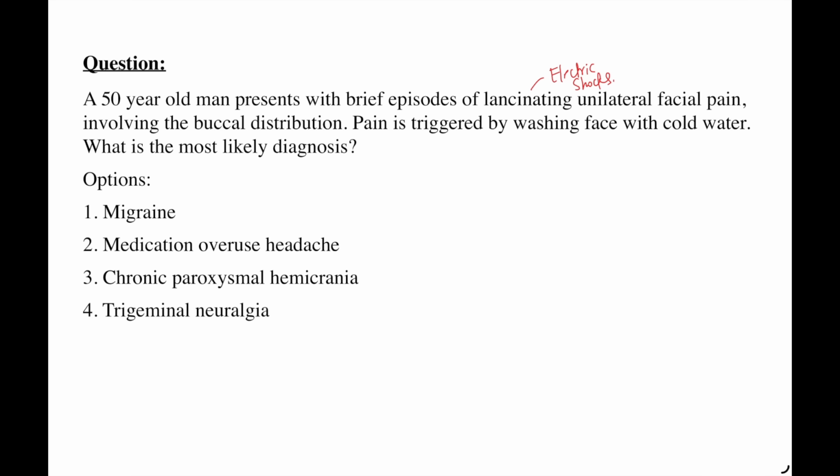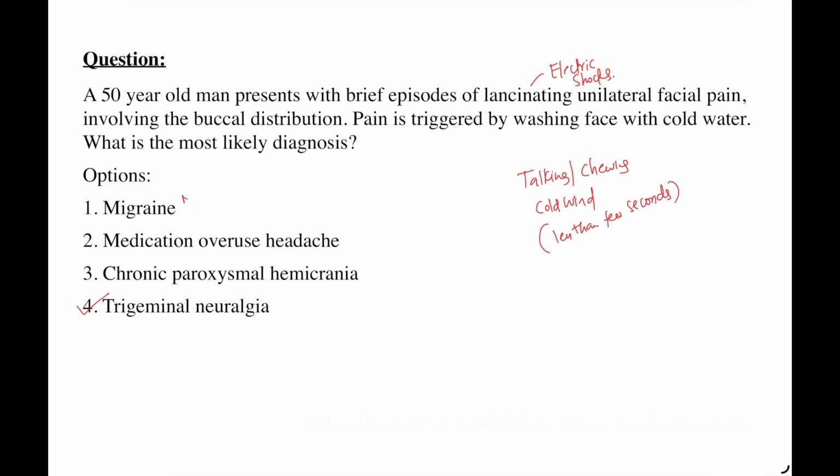Even talking or even chewing, the pain will get triggered. It is very severe, very brief, repetitive. Even touching of cold wind to the face can trigger it. And when there is pain, it is so severe and intense, but it is very brief. It lasts less than a few seconds. Very sharp pain, like electric shock, but less than a few seconds. Right? So the correct answer is trigeminal neuralgia.